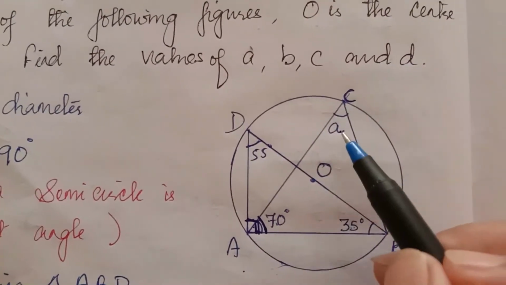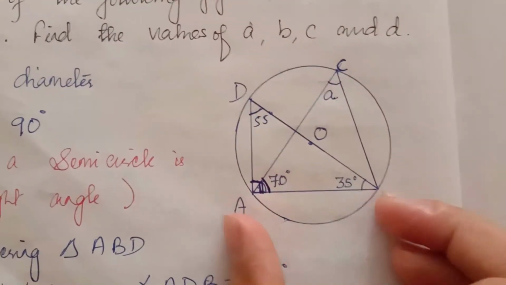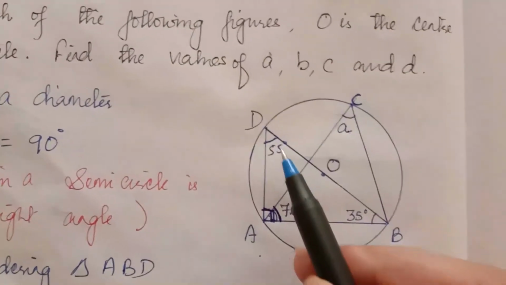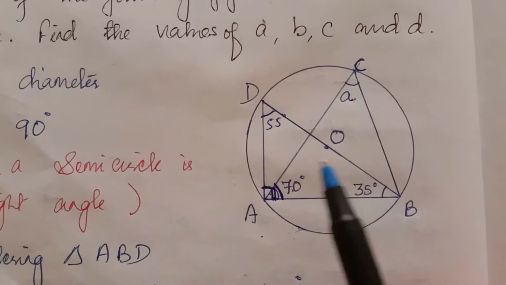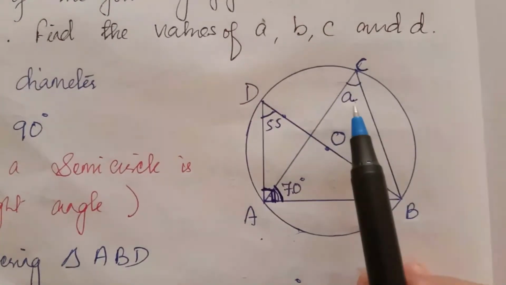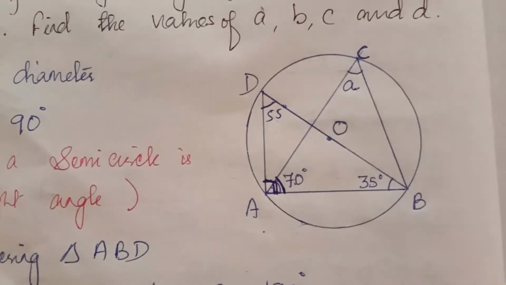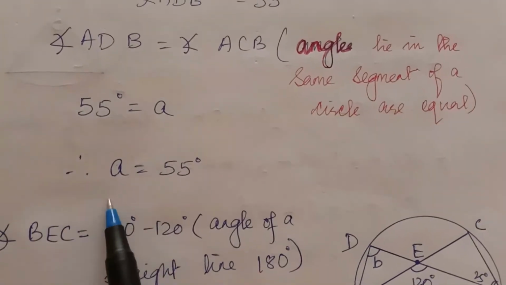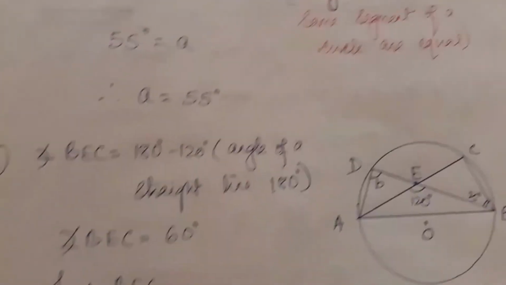See, this angle A lies in this segment of a circle, and another angle is here. These two angles lie in the same segment of a circle, so they must be equal. So angle A is 55 degree. Since angles in the same segment of a circle are equal, angle A is also 55 degree.